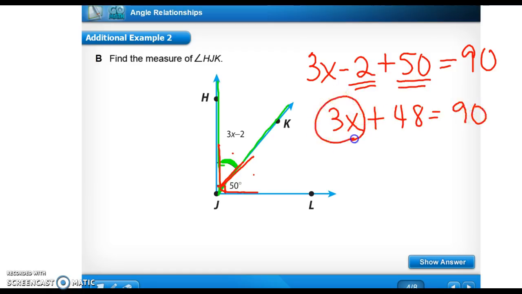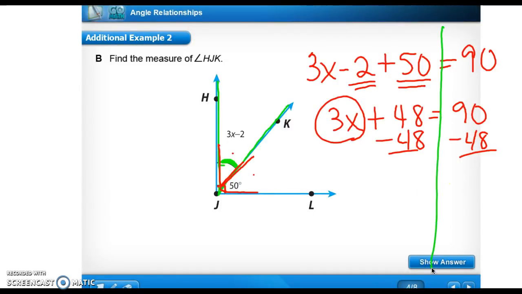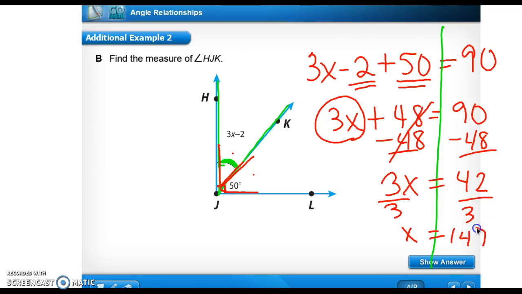I want to get the 3x all alone, so I'm going to subtract 48 from both sides. And I know some of you like to draw your line, so feel free to keep doing that if that helps you. And so these are gone, and I have 3x equals 42. My last step is to divide by 3, and I get x equals 14.